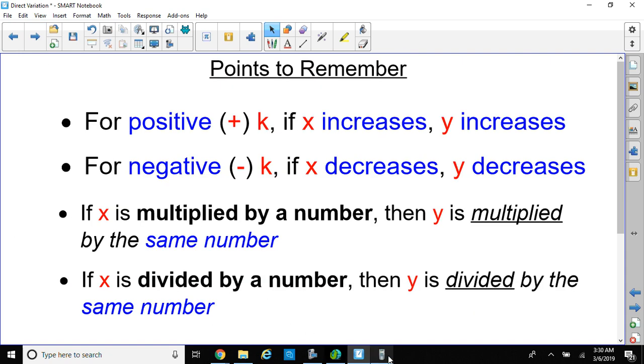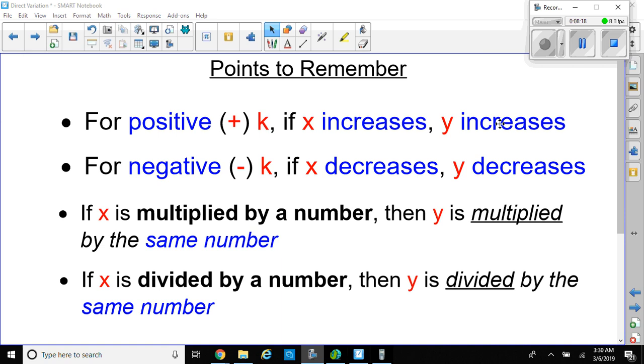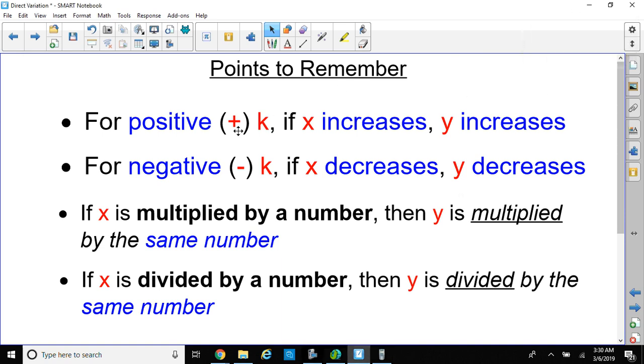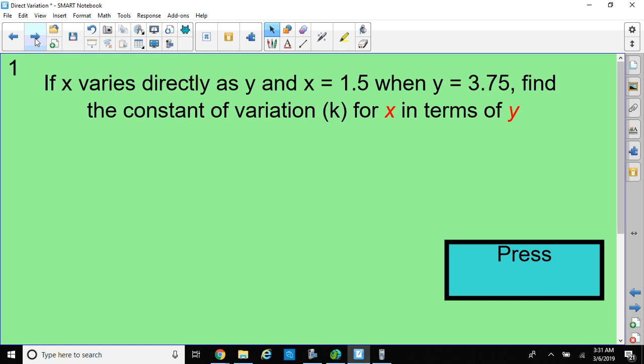All right, here are some points to remember, so just give me a second. Okay, I'm back. So some points to remember: for positive k, x increases as y increases. As I said a little earlier, they're both going in the same direction. If it's a negative k, then x decreases as y increases. They're both going down. If x is multiplied by a number, then y is multiplied by the same number. So that's important to know in your chart. If x is divided by a number, then y is divided by that same number. Okay, so let's take a look at some questions.